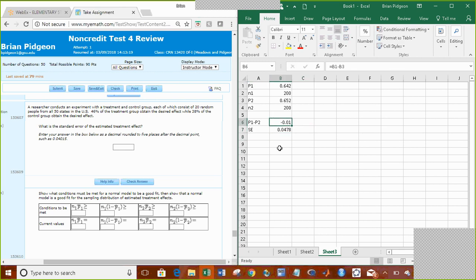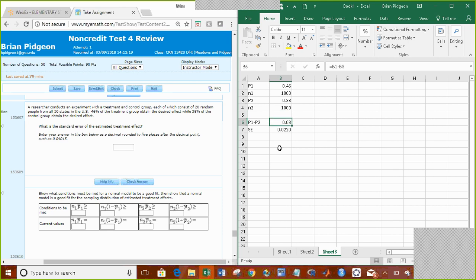So a researcher conducts an experiment with a treatment and control group, each of which consists of 20 random people from all 50 states in the U.S. 46% of the treatment group obtained the desired effect. Okay, so P1 is going to be 0.46. P2 is going to be 0.38. Now, be careful with N1 and N2. It's 20 random people from all 50 states, so it's going to be 20 times 50, so 1,000.